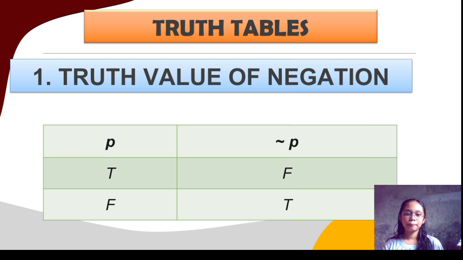Now, let's go to truth value of negation. So, if the original statement is true, then if we apply negation, it will turn into a false statement because we are applying a not connector to the statement. For example, today is Monday. If that is a true statement and we apply negation, today is not Monday, then it will turn into a false statement. If the original statement is false, then it will turn into a true statement.